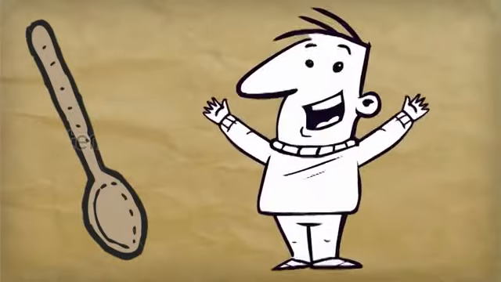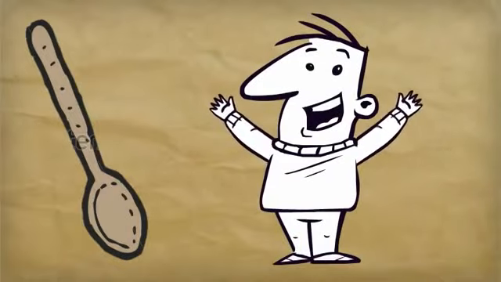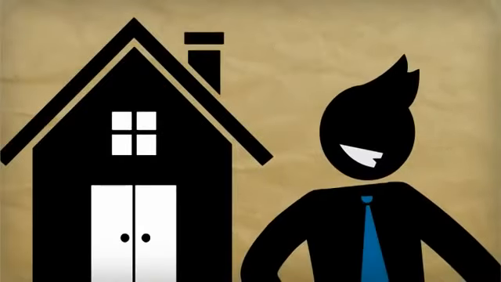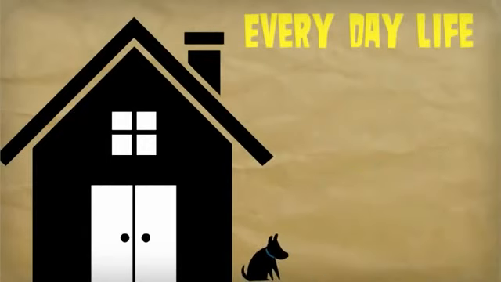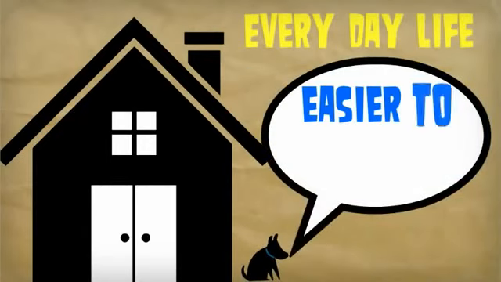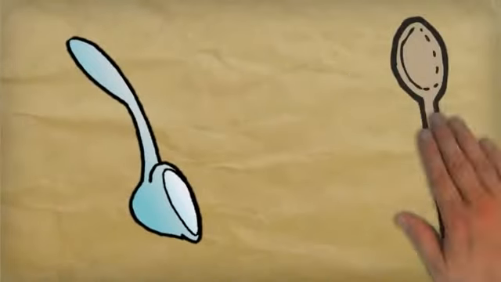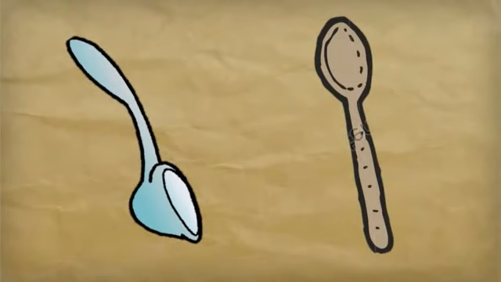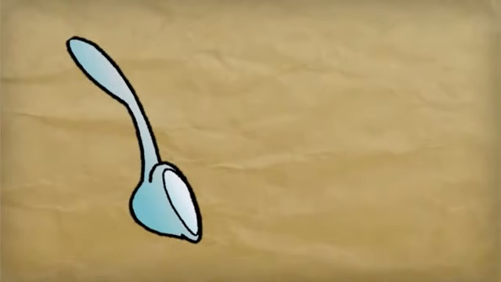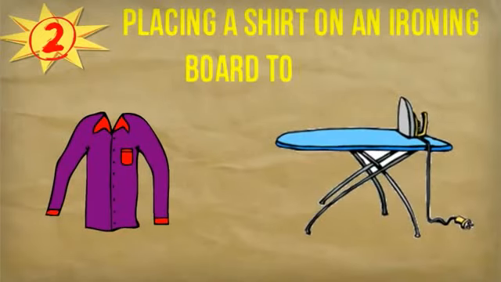I thought this was a very good example of thermal conduction, mainly because it's something which happens in our everyday life, making the whole process of heat transfer easier to understand. Also because it demonstrates that some materials are better conductors than others. A metal spoon, for example, will conduct heat much faster than a wooden spoon. This is mainly due to the structure of their molecules. Metals have free electrons.